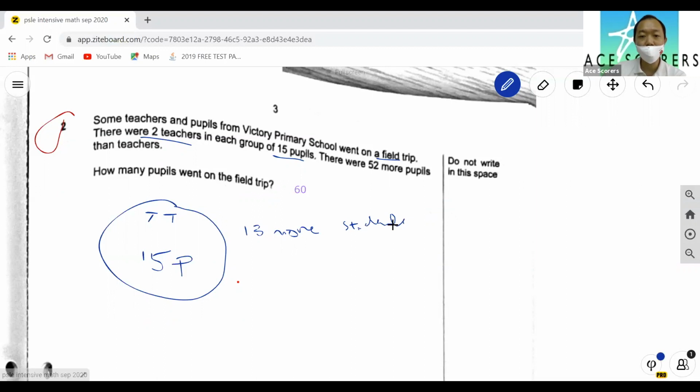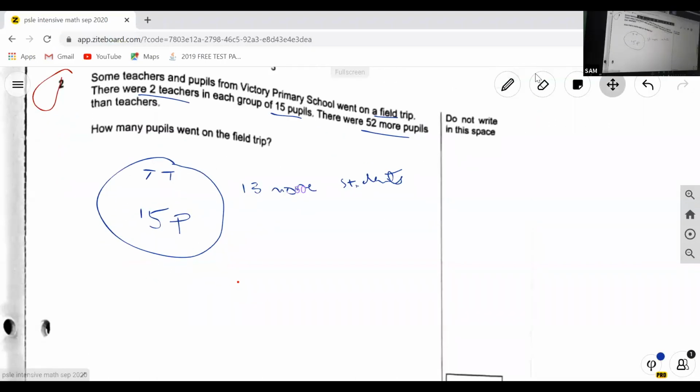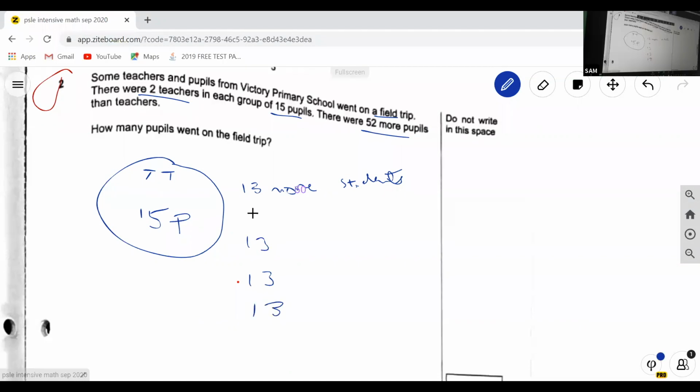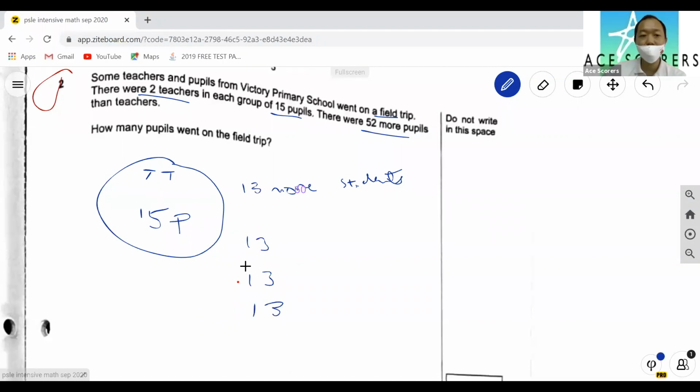Now the total is 52 more pupils than teachers, and one group provides 13 more. So 52 divided by 13. How many 13s are in 52? 4. There are 4 groups.